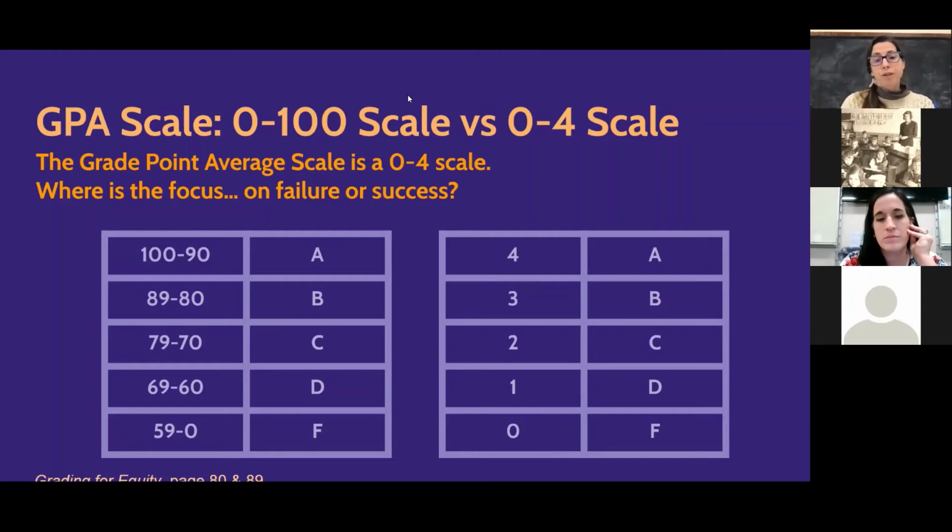And where is your actual failing? If your C is a 50, so your 2 is a 50, then you wouldn't be passing. So you have to be careful. Usually these scales are given to us, and just make sure that you're really cognizant of the scales that you're given.